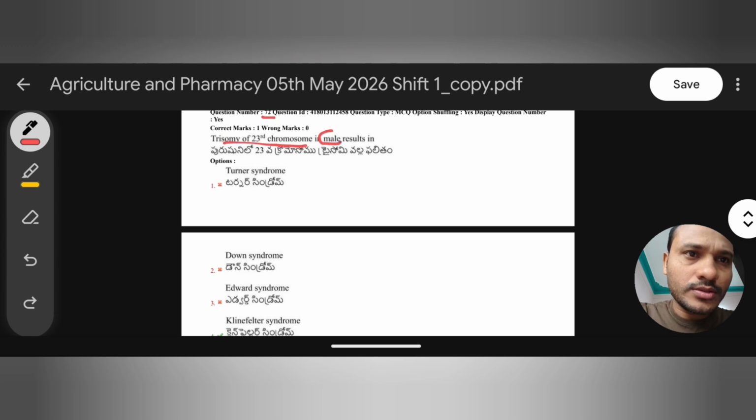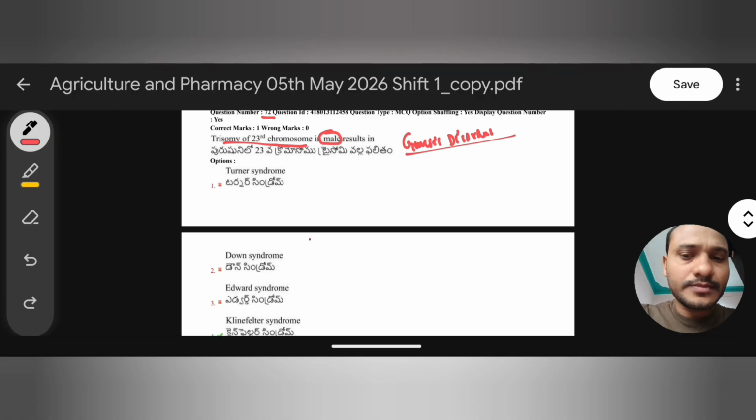Here it is asking about male. What does it result in? These questions are from Mendelian disorders, which come under genetic disorders. So we'll analyze genetic disorders. Turner syndrome, Down syndrome, Edwards syndrome, Klinefelter syndrome, all of these come under genetic or Mendelian disorders.